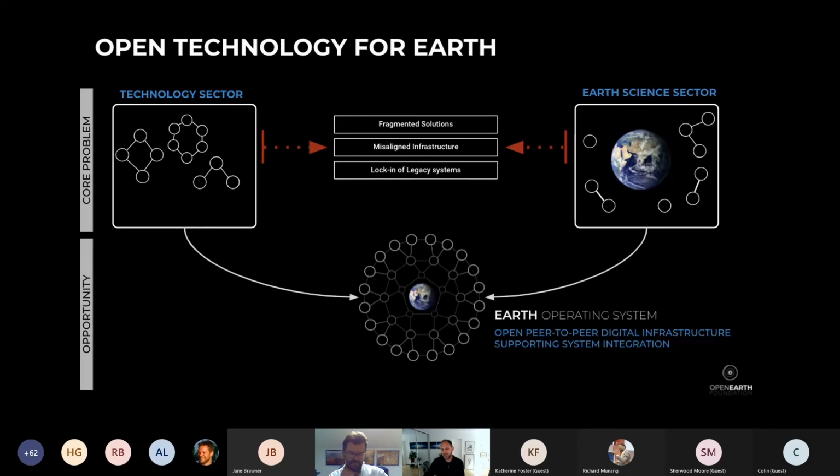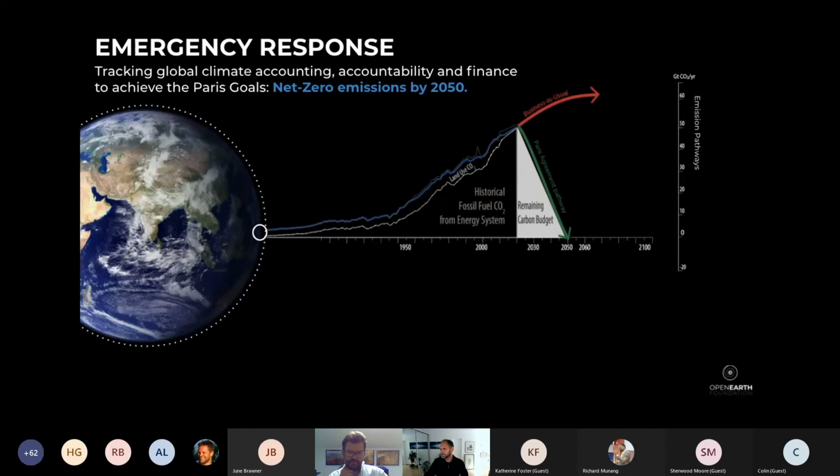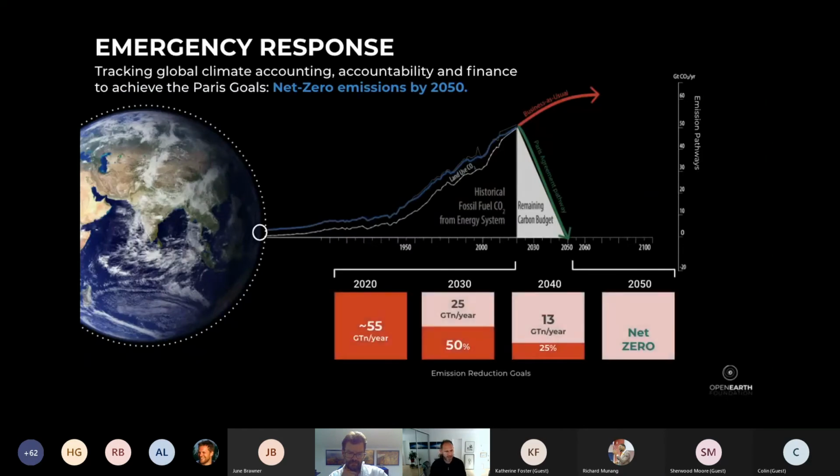Probably the slide where I was, Sherwood, was slide 29, where I was talking about the pace, the pulse of the Paris Agreement. Yep.